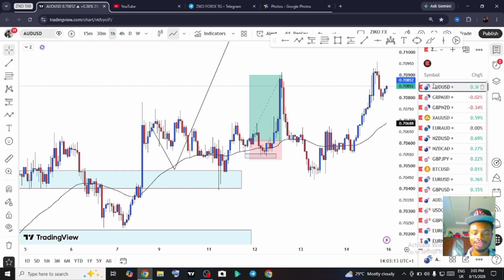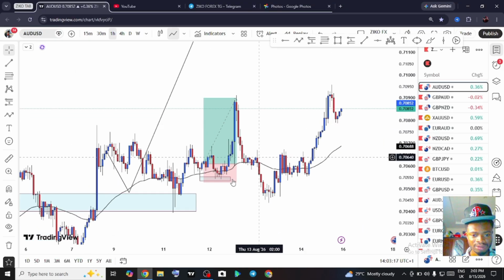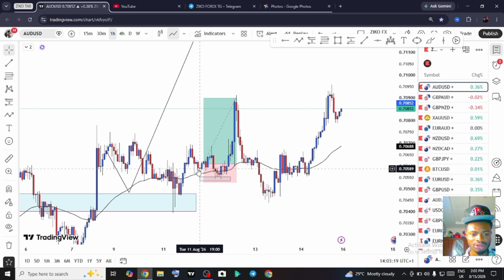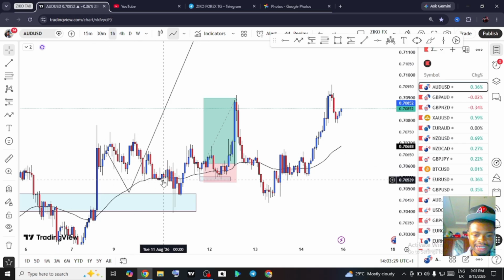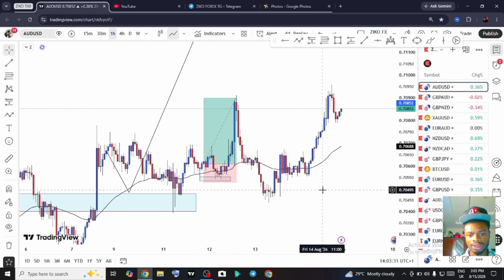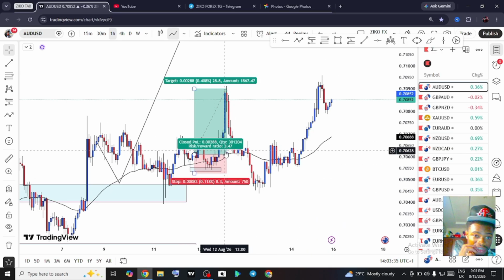AUD USD. Also, I could have called this trade. I was just not liking the consolidation before the entry. But this right here was actually the clean break, retest, engulfing, stop loss below this level. But I don't like not clean markets. I like a market that is clean. So yeah, that's why I did not take this trade, but I saw it. But that's why I did not take it.